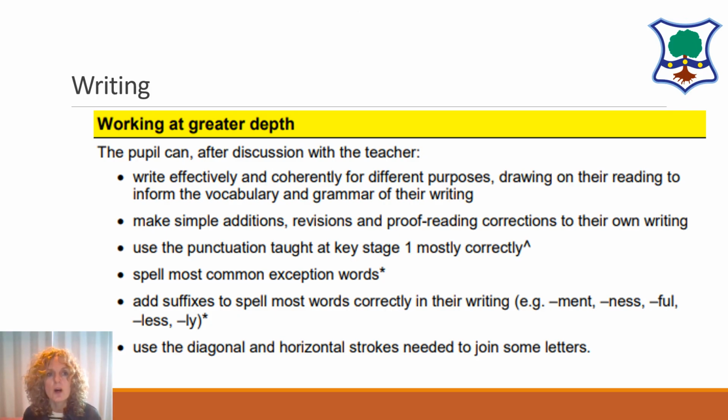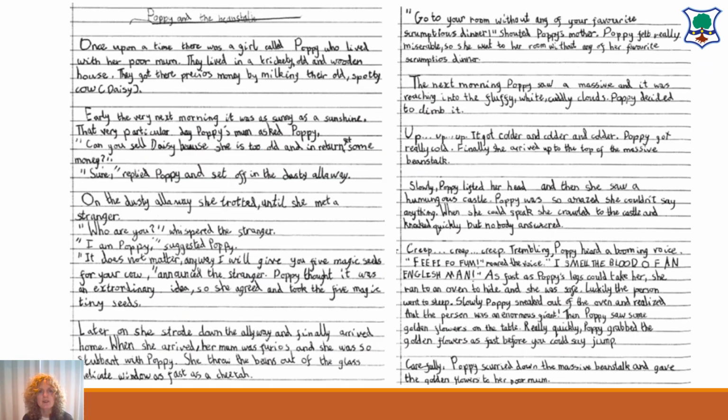So the next piece of work is an example of a child writing at greater depth. So they have shown that they can meet all the tasks for working at age-related expectations, and now this is for greater depth. Here we go. This piece of writing is a piece of work that would be judged by teachers as working at the greater depth.